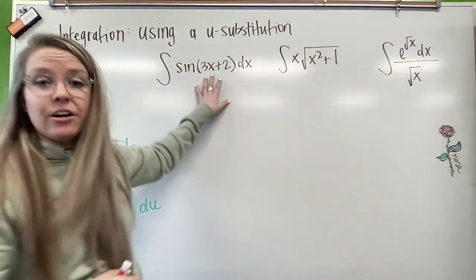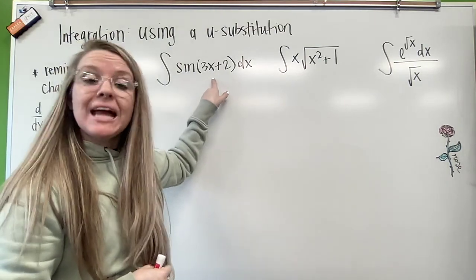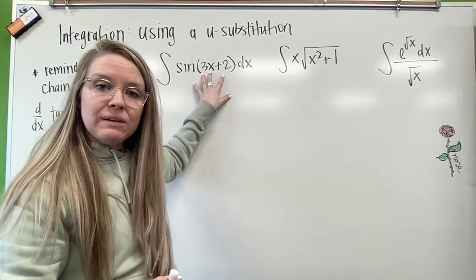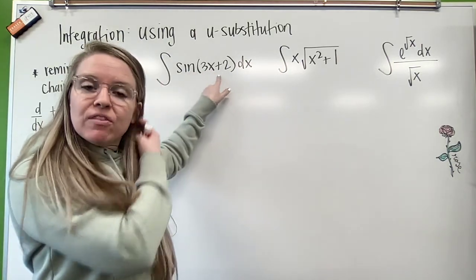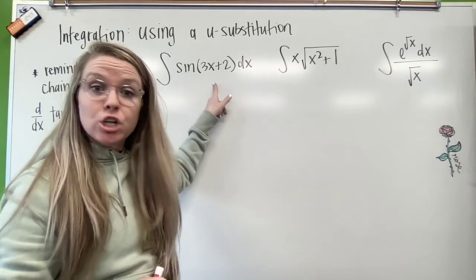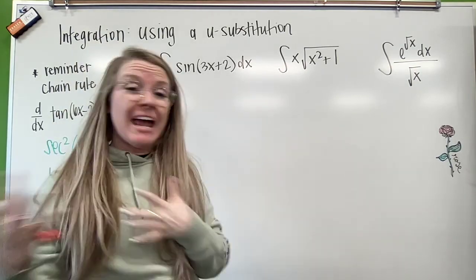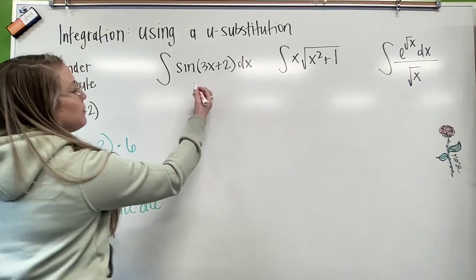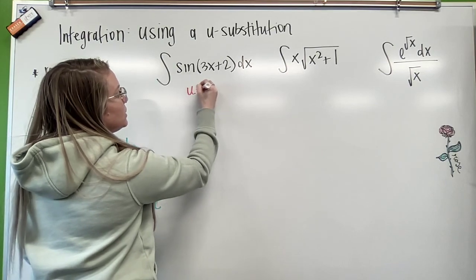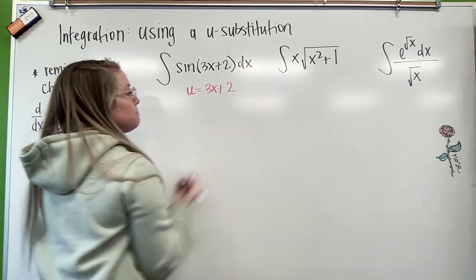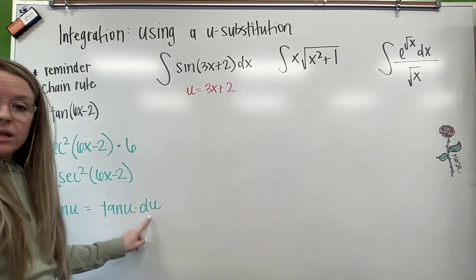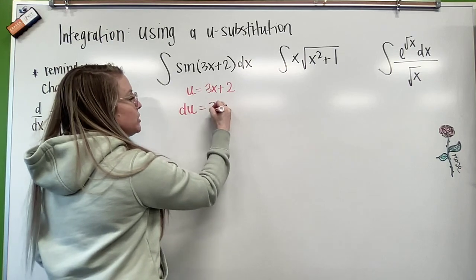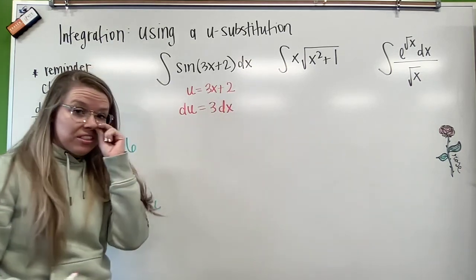So for starters, here, I have a function, 3x plus 2, inside my sine function. If I were to have taken the derivative, I should see the derivative of 3x plus 2 here, but I don't. So somehow we're going to have to counterbalance that so we can anti-derive. So let's take a look. I'm going to assign my u to be 3x plus 2. And just like with chain rule, I'm going to need my du, so I'm going to take the derivative of u, which is going to be 3, and I'm going to call that 3 dx.